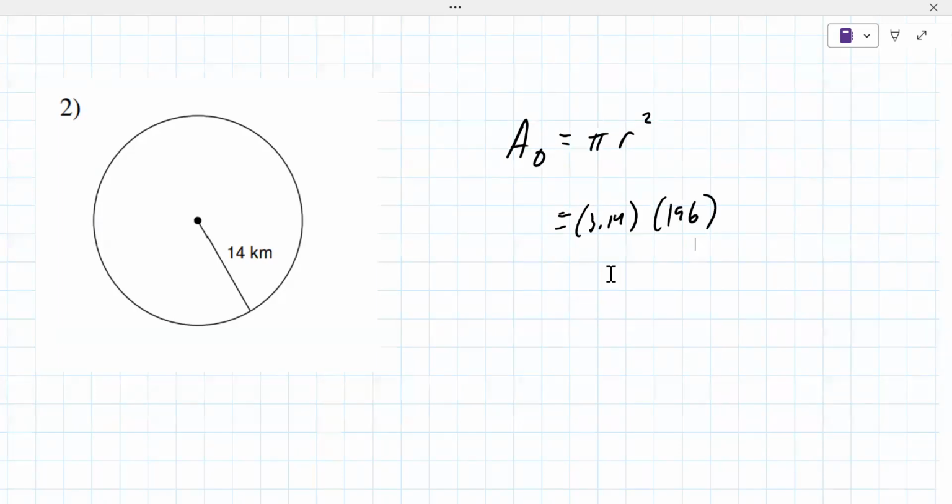1615.44. Keep in mind that on the standardized test, when it's multiple choice, they're going to put in some answers that you could get by putting the numbers in wrong in your calculator. Some things as simple as dividing instead of multiplying. These are engineered answers, right? So whatever you get here, it's kilometers squared.